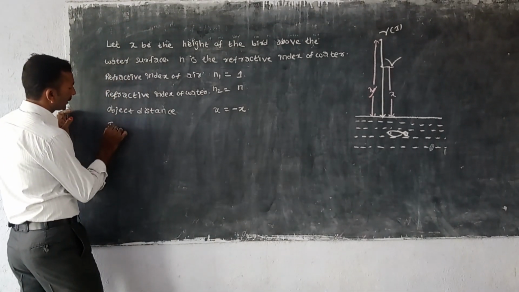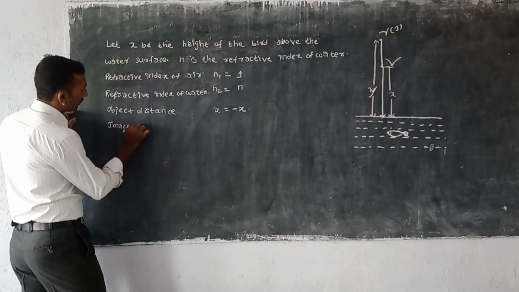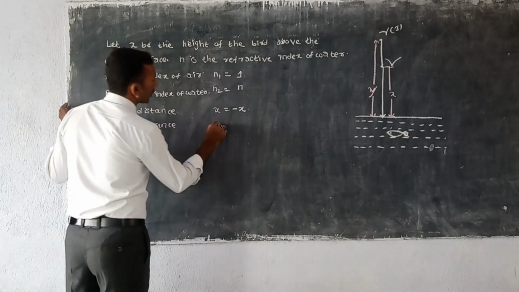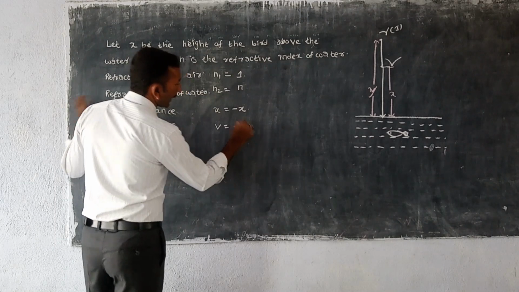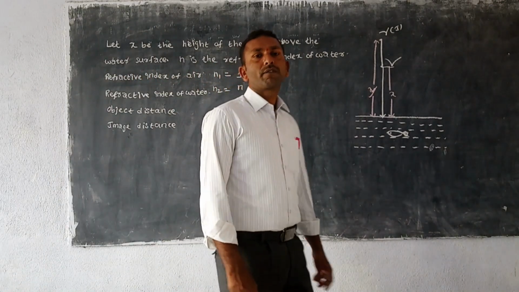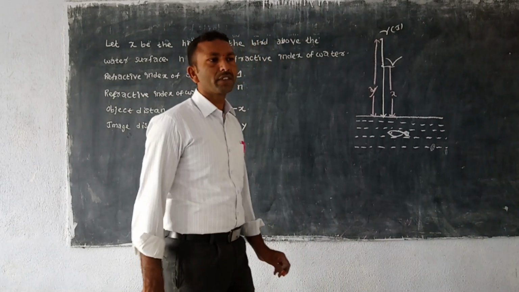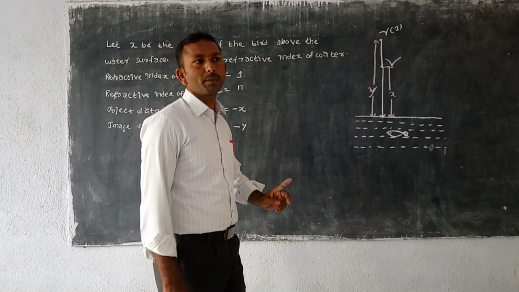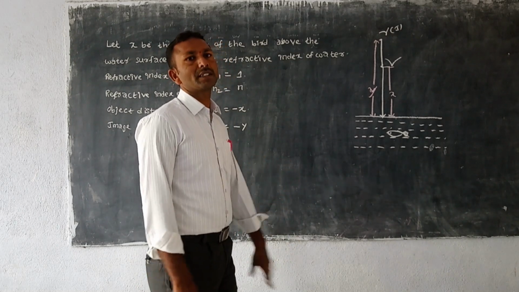And image distance, also we are measuring in which direction? Opposite direction to the right direction. These are the values, and we have one formula. What is that? For the curved surface the formula is N2 by V minus N1 by U equals to N2 minus N1 by R.